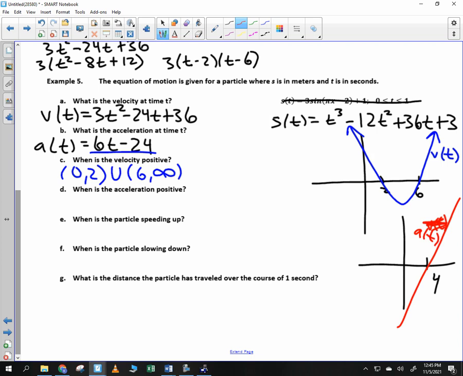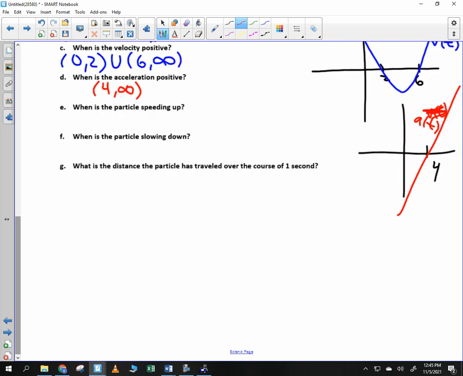Here we go. So, when is the acceleration positive? 4 to infinity. We all good? All right. So, for this next question, it says, when is the particle speeding up? What I'm going to do is make a little chart of velocity and acceleration. And I'm going to mark 0 because that's when it starts. Can somebody think of other points that I want to put on my chart? 2, 4, and 6, because those are all the times at which the acceleration or the velocity change.